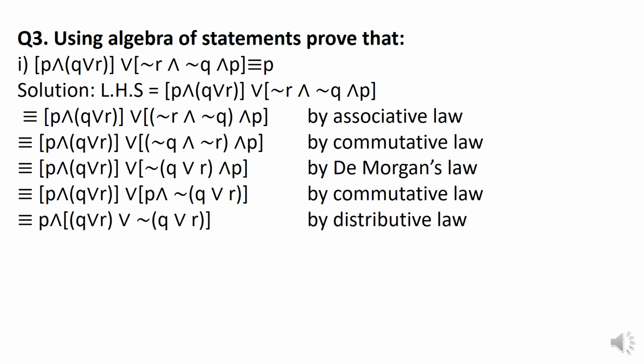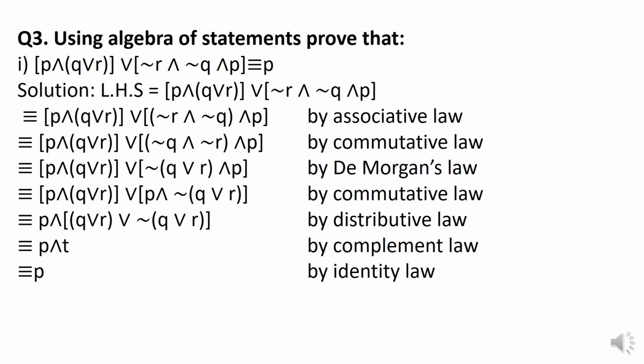That is P and Q or R, or not Q or R. Now you know that P or not P is a tautology. So Q or R or not Q or R, we write it as T. So we get P and T by complement law. And P and T is P by identity law. Thus we get our RHS proved.